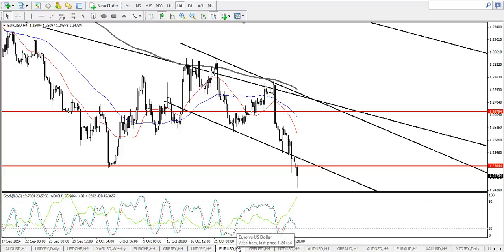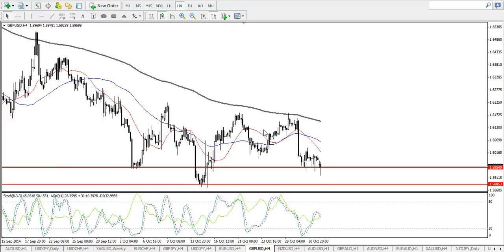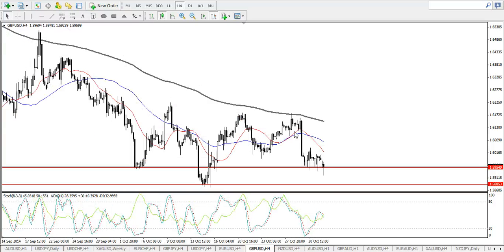Alright, so that is pretty much for the euro against the US dollar. And next we shall look at the pound against the US dollar.